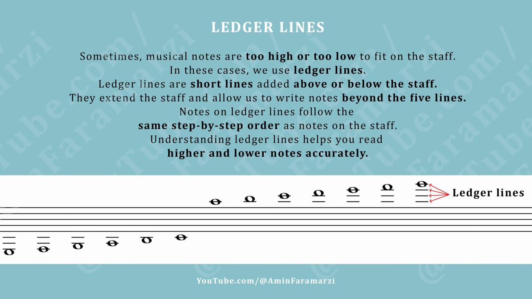Ledger lines. Sometimes musical notes are too high or too low to fit on the staff. In these cases, we use ledger lines. Ledger lines are short lines added above or below the staff. They extend the staff and allow us to write notes beyond the 5 lines.